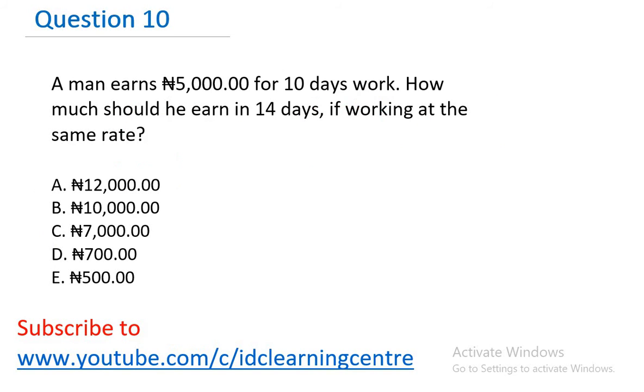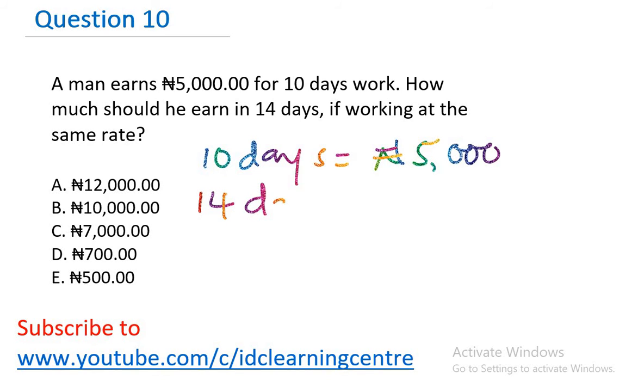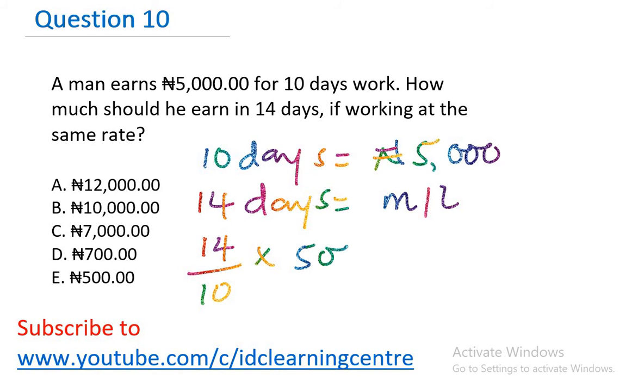Question 10. A man earns 5,000 naira for 10 days work. For 10 days work, this man was paid 5,000 naira. How much should he earn in 14 days? Now, for 14 days work, the man will definitely earn more because 14 days is more than 10 days. If more, less under. Since this man will earn more, you divide the more by the less, which is 10, times the amount to get your answer.